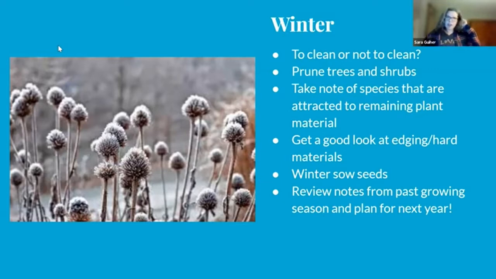Once things die back and you've probably trimmed back, you can get a good look at any of the hard materials or edging that you've installed, so you can see if those need any replacement. Maybe they've been hidden behind plants for a few months. This is also the time where you would winter sow seeds. You can do that directly outside, or I'm sure a lot of you have seen the milk jug method or other approaches to winter sow seeds. So that's something that can keep you gardening in the winter.